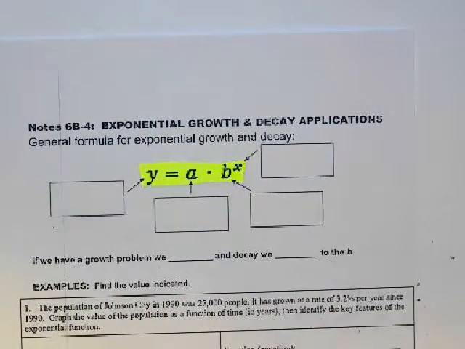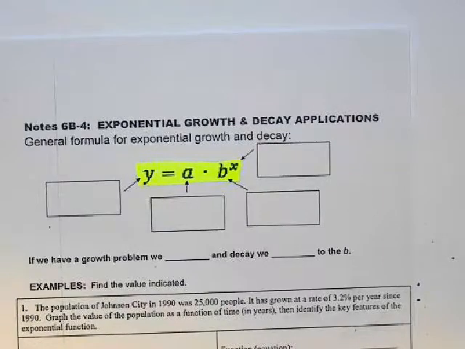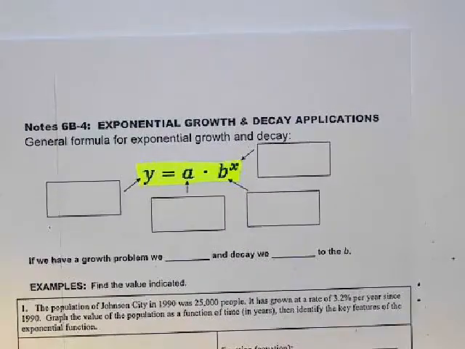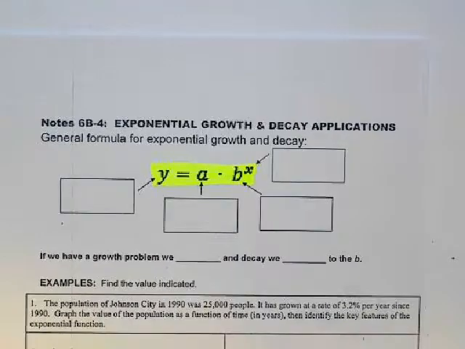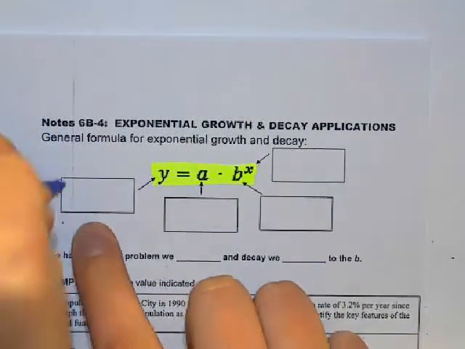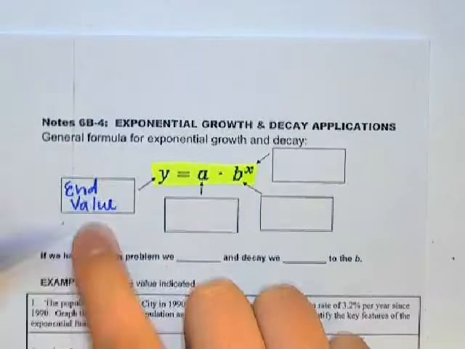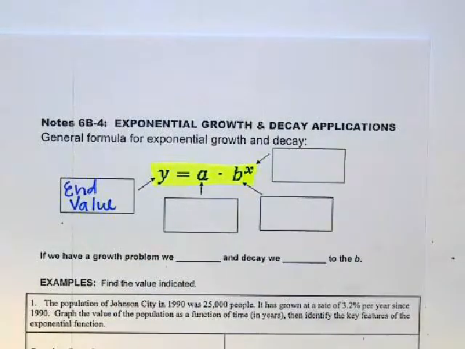So we're going to start with y. Well, what does y usually mean? Your total. So it's your total. It's the same thing as total, but we're going to say it's the end value. It's how much you end up with. So just like total means, it's how much you end up with.